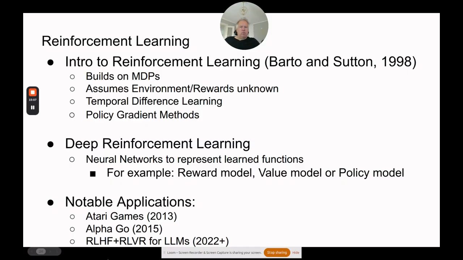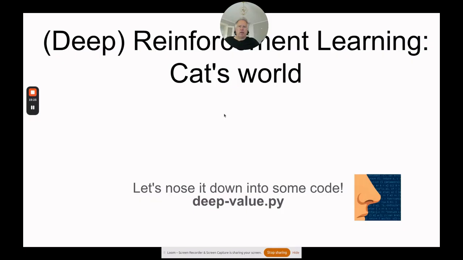We'll see later that we're going to get into reinforcement learning from human feedback and reinforcement learning from verifiable rewards. That will become what's really important in this course. But this right here was just a way for us to foreshadow that a little bit, because there are lots of technical aspects, and if we cover it in a simple way here, then we'll be able to get to them. Okay, so let's nose down into this deep value example for the cat.